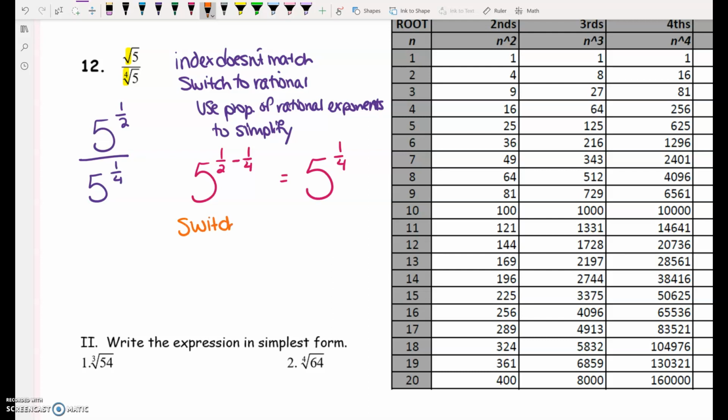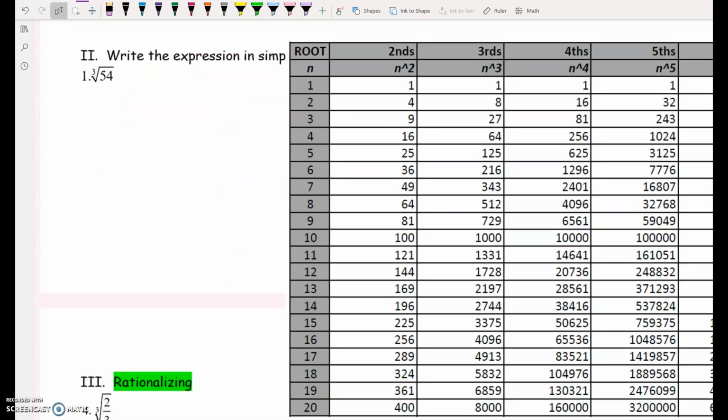The one kind of annoying thing is that we have to switch this back to radicals. The problem started as a radical, so it needs to end as a radical if we don't have just a whole number. So 5 to the 1/4 is the same as the fourth root of 5. That next example, number 13, we're skipping. We're going to move on to this.